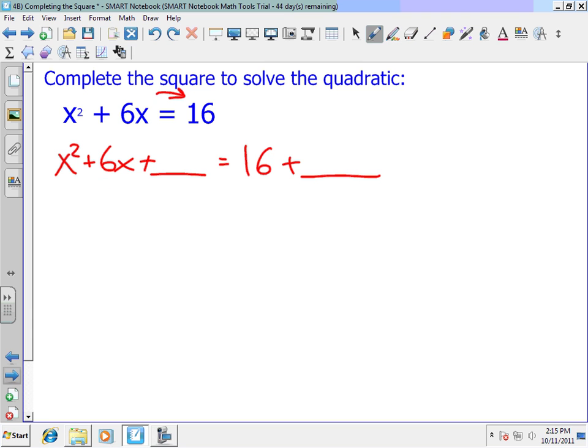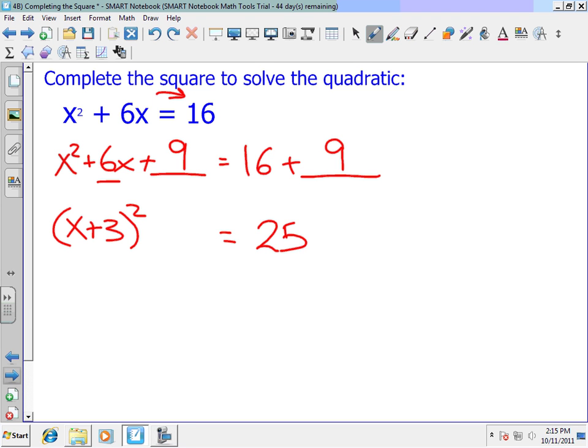Well, I'm going to take the 6 and cut it in half, and then square it and put 9 in that spot. If I put 9 on the right-hand side, I'm going to put 9 on the left-hand side. So the left-hand side's already done. The right-hand side, 16 plus 9 is 25.